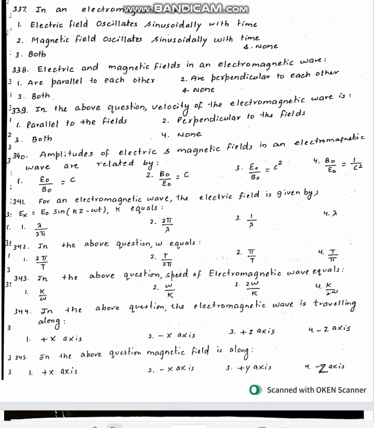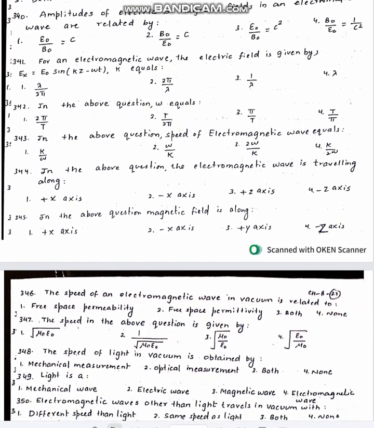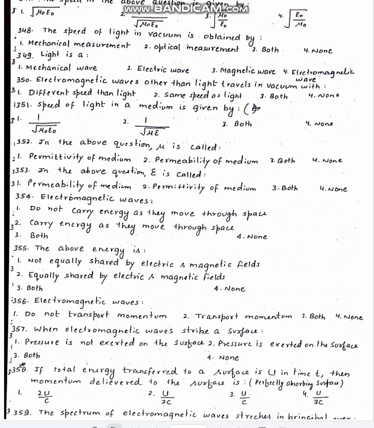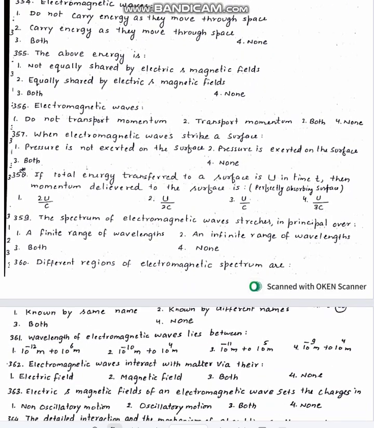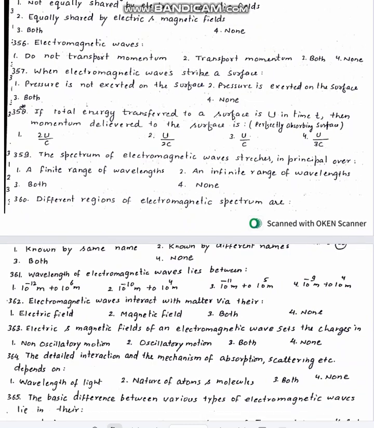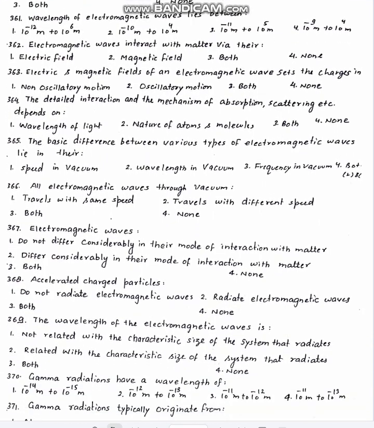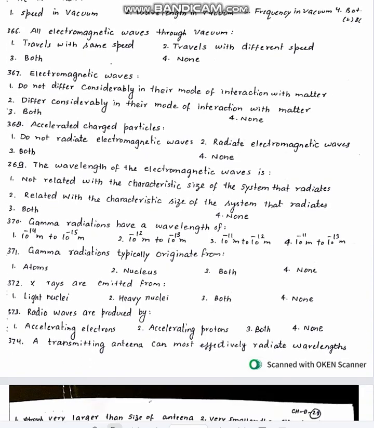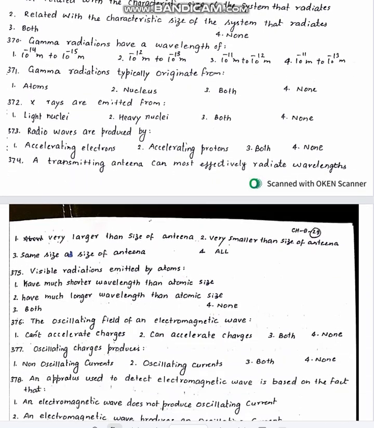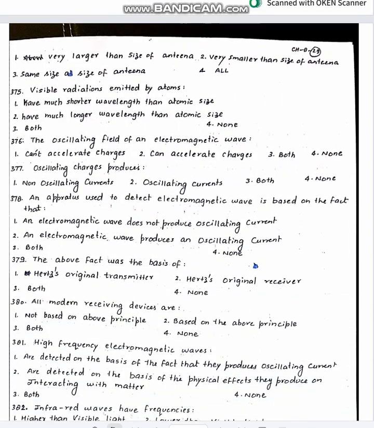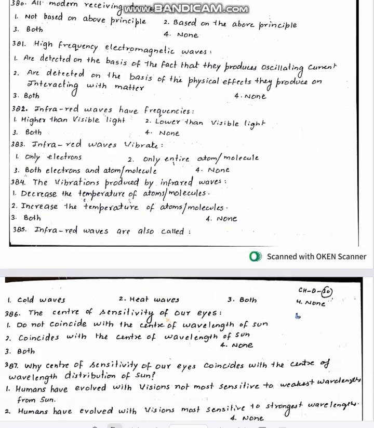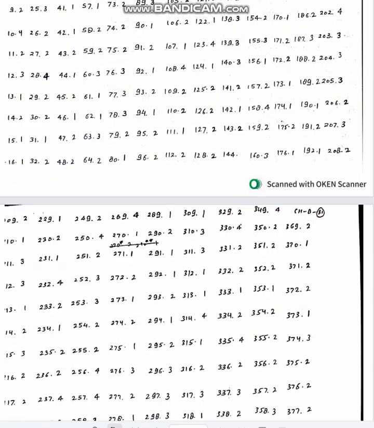We have questions based on electric field, then angular frequency, speed of EM waves, direction of travel of electromagnetic fields, magnetic field, speed of light, numericals based on that. Then we have questions based on momentum transfer to the surface, force, wavelength of EM waves, range, interaction of EM waves with matter, gamma rays, X-rays, radio waves, visible radiations, oscillating charges, high frequency electromagnets, infrared waves, vibration of infrared waves. Then we have answer keys for that.